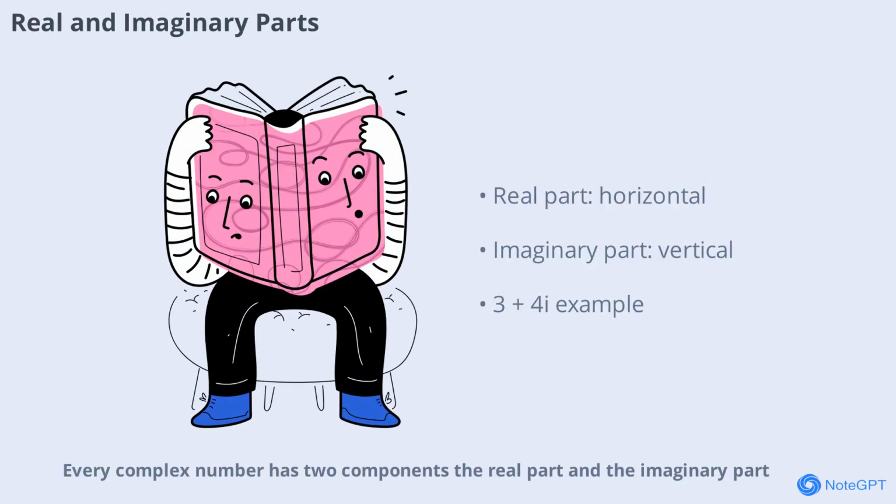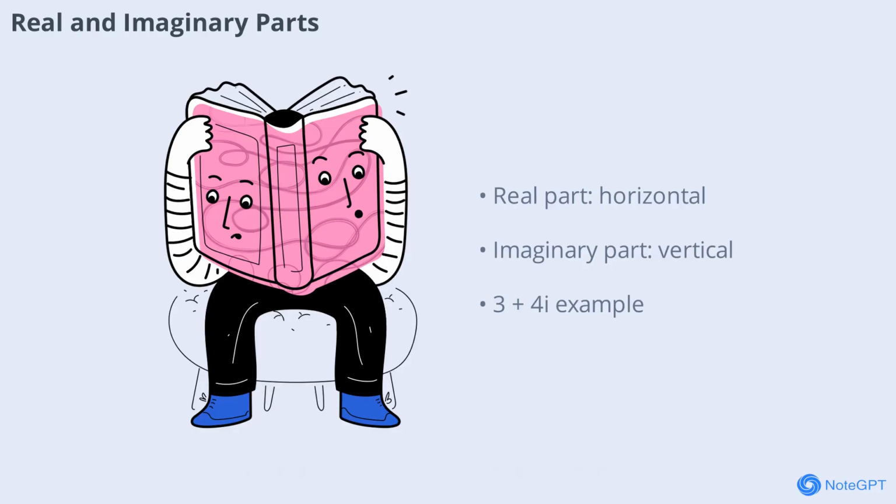and science. Every complex number has two components, the real part and the imaginary part. For example, in the complex number 3 + 4i, 3 is the real part and 4i is the imaginary part. These two parts work together to form a single complex number. You can think of them as coordinates on a plane, with the real part on the horizontal axis and the imaginary part on the vertical axis.